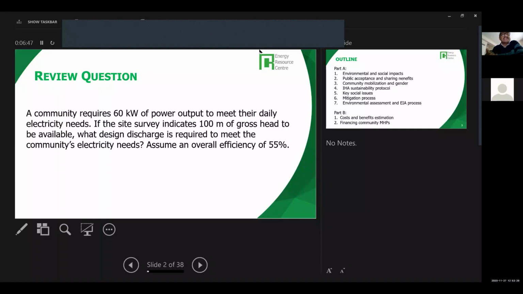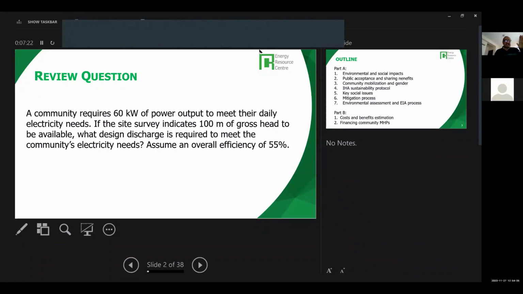Now, what would be the design discharge required to meet the community's electricity needs? So we want to know how much discharge volume per second that we need, design discharge. It's basically meter cube per second, but for the small size, it can be liter per second also. But we use the formula with SI unit, so meter cube per second of discharge. And we will assume the overall efficiency is 55%.